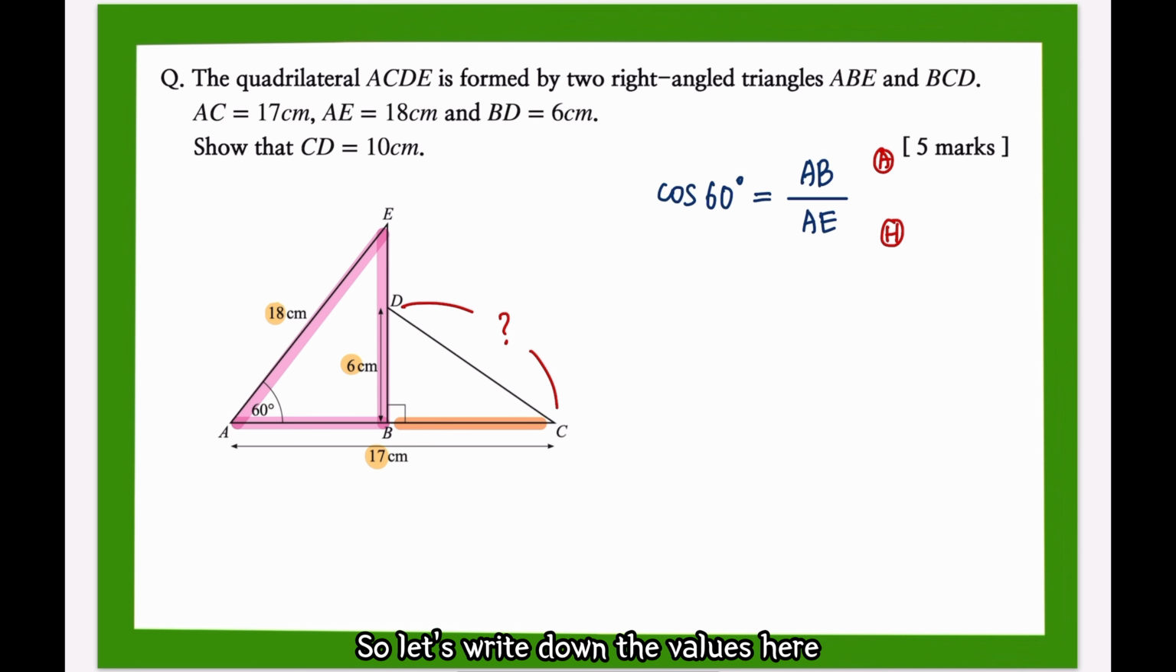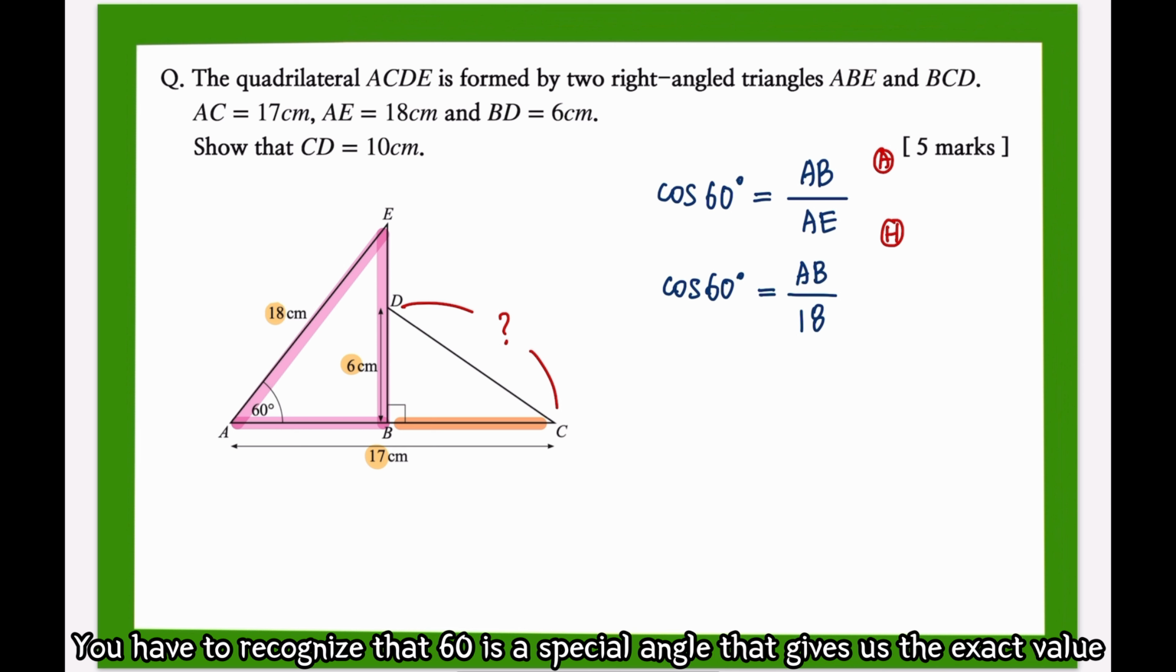So let's write down the values here. Cosine 60 equals AB over 18. You have to recognize that 60 is a special angle that gives us an exact value.